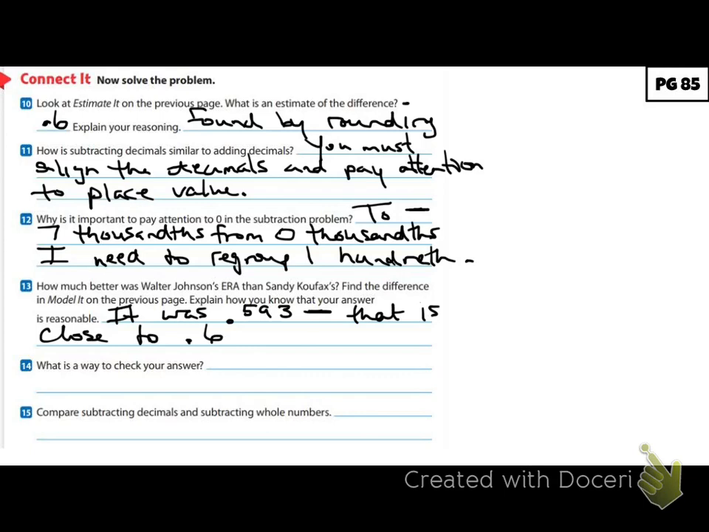Well, you could add 593 thousandths and 2 and 167 thousandths, and it should equal 2 and 760 thousandths. Compare subtracting decimals and subtracting whole numbers.